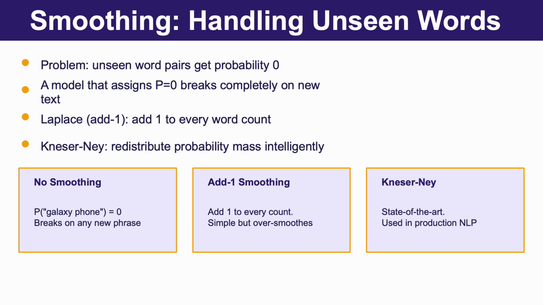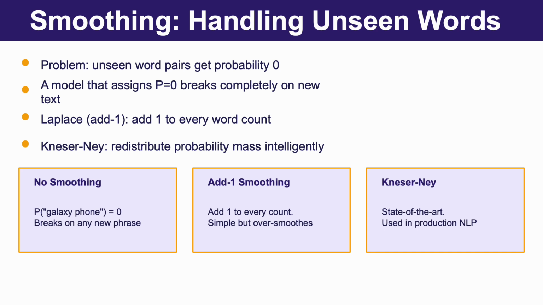So, no smoothing: the probability of "a Galaxy phone" is equal to 0, and it breaks on any new phrase. Add-1 smoothing: add 1 to every count, simple but it over-smooths. Kneser-Ney: state of the art, used in production NLP.